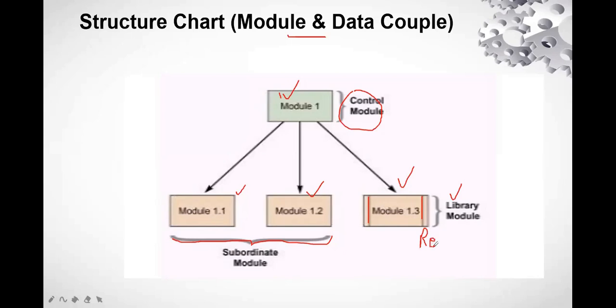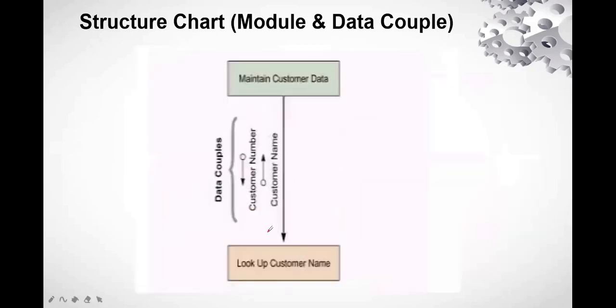This module can be reused and can be invoked by any of the modules, right? Reused. So that is the working of the control module, library module and subordinate module. I think you must have understood this. Now we talk about the data couple, how the data couple is shown here.